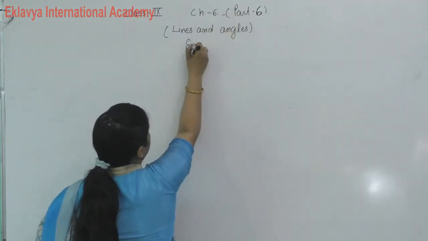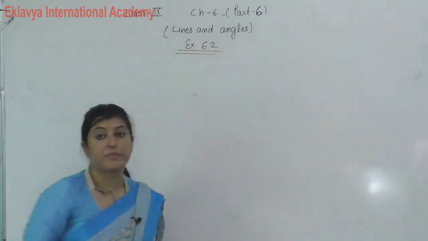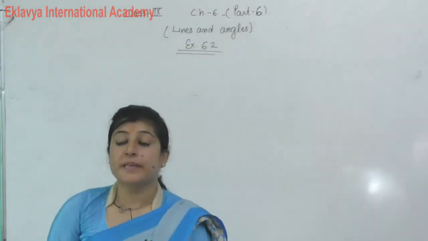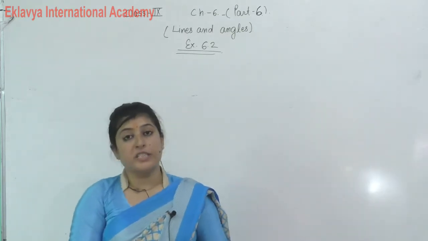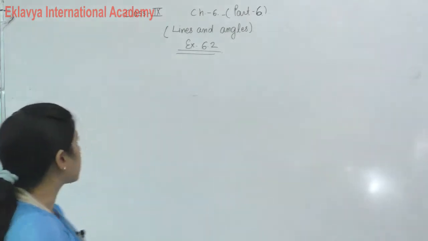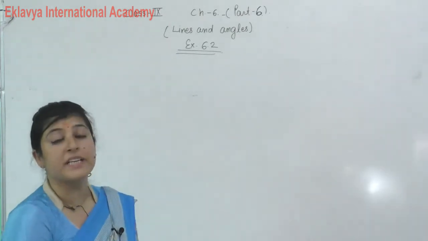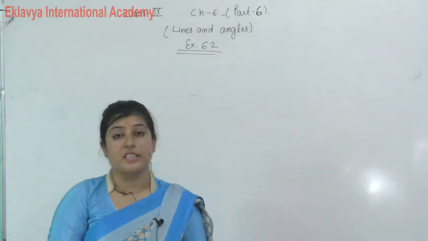Chapter 6, exercise 6.2. Examples of 6.2 firstly. 6.1 is basically based on the vertical opposite angle theorem, or we can say linear pair axiom. Now we will discuss the 6.2 exercise based on angles formed by a transversal.